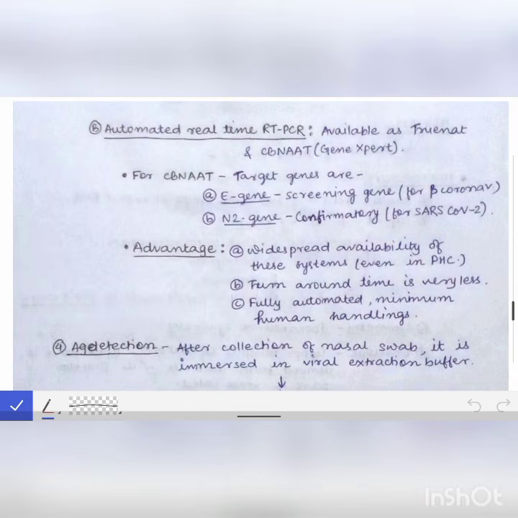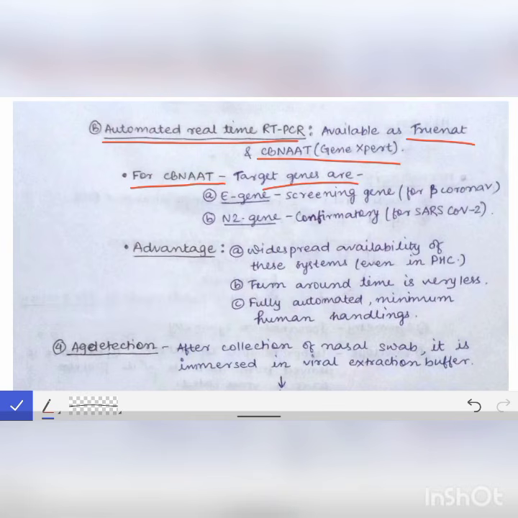The next method, which is based on the nucleic acid amplification test, NAAT, is the automated real-time RT-PCR, that is available as TrueNat and CBNAAT Gene Xpert, which are nothing but the same machines which are used in the detection of TB. So for using CBNAAT, the target genes are the E gene, which is called the screening gene, and the N2 gene, that is called the confirmatory gene for SARS-CoV-2.